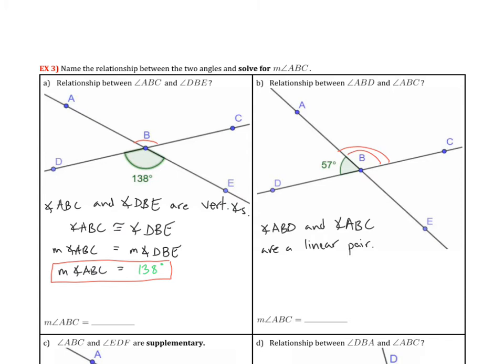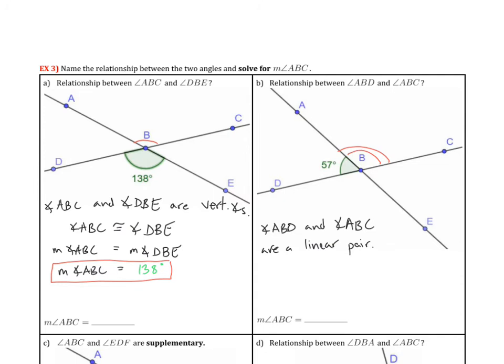Now, technically, you wouldn't be incorrect if you said that these were supplementary because that's technically what linear pairs' measures will add up to. But it is technically more correct to say that they are a linear pair due to the fact that they share a side and form a straight line. Because keep in mind, supplementary angles do not need to share a side.